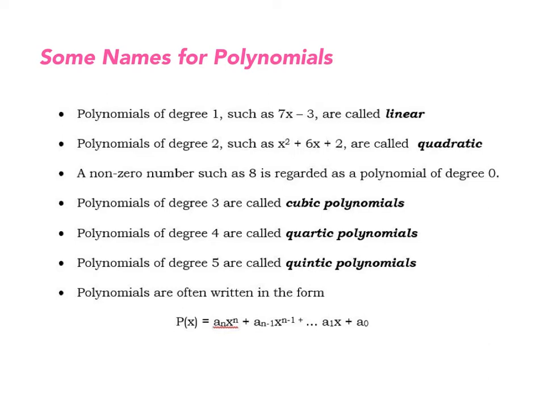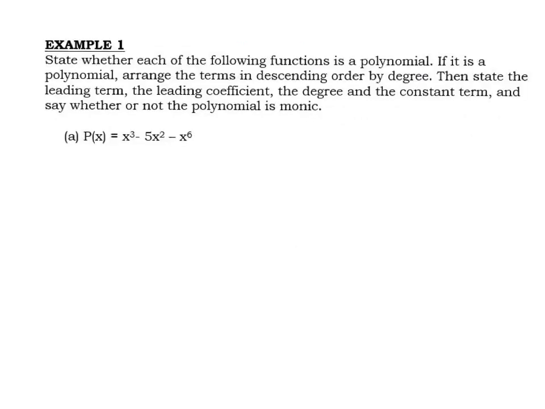Polynomials can be written in this very formal notation that we have here, that I've circled in purple. We would tend to just simply write them in their more simplified form. So for our first example, we're going to state whether each of the following functions is a polynomial. If it is a polynomial, we're going to arrange it in descending order by degree. Then we're going to state the leading term, the leading coefficient, the degree and the constant term, and say whether or not the polynomial is monic.